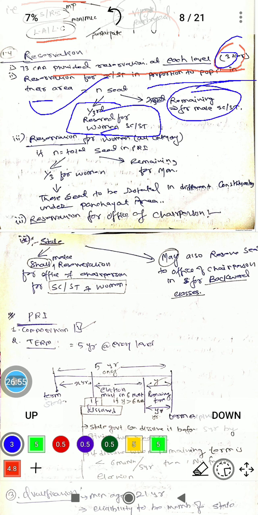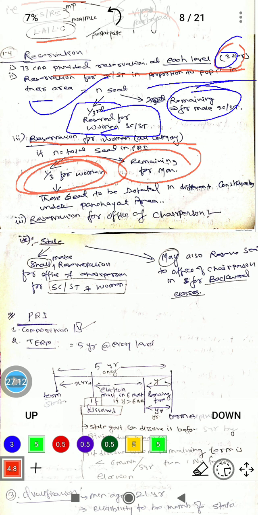Okay, and reservation for women, overall, suppose there are n seats in total for the election, then some seats will be reserved for women, and some seats will be for the remaining. As per the Bihar Panchayati Raj Act 2006, 50% women reservation should be there. These seats are to be rotated in different constituencies under the Panchayati area, and there will be rotation of the seats. And third is the reservation for the office of chairperson.